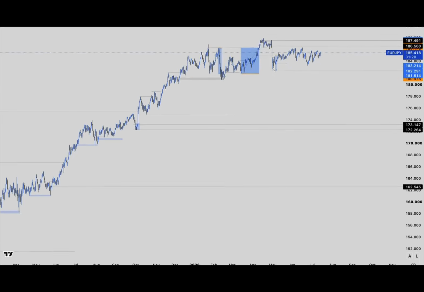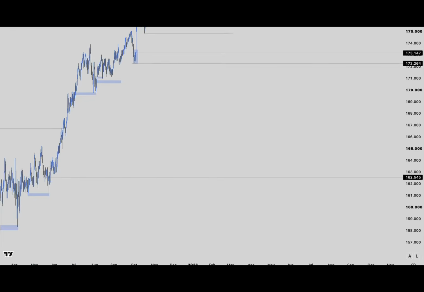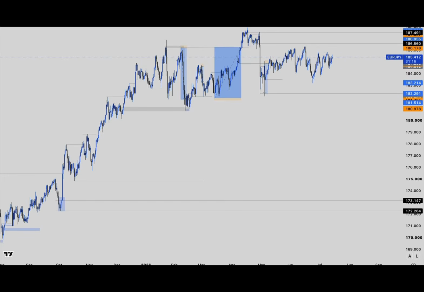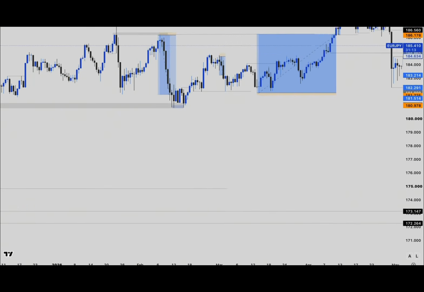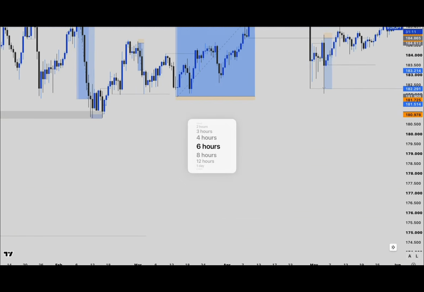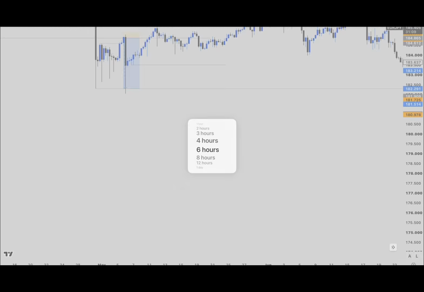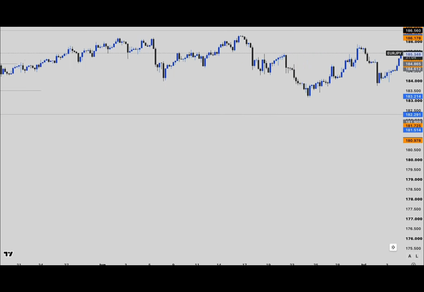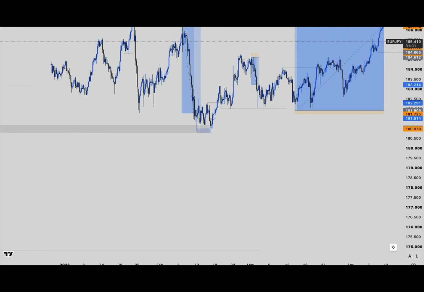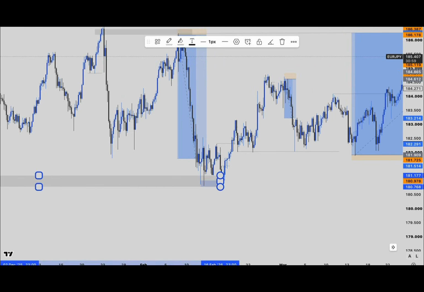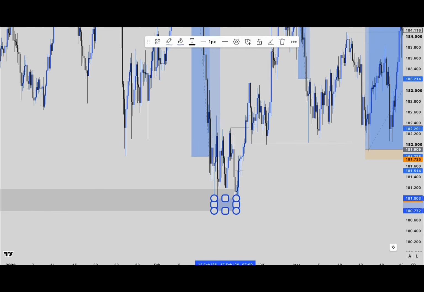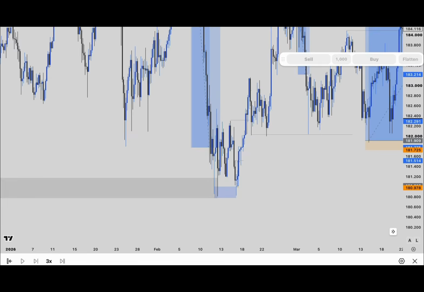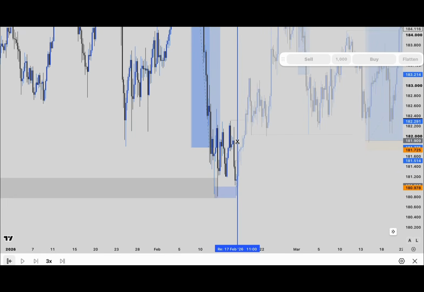This particular one, I want to show you guys how I'm able to get my entry after spotting out my CRT. So on this chart, I will be showing you guys two different trades, how I got my entry on two different trades. So let's just rewind back here.